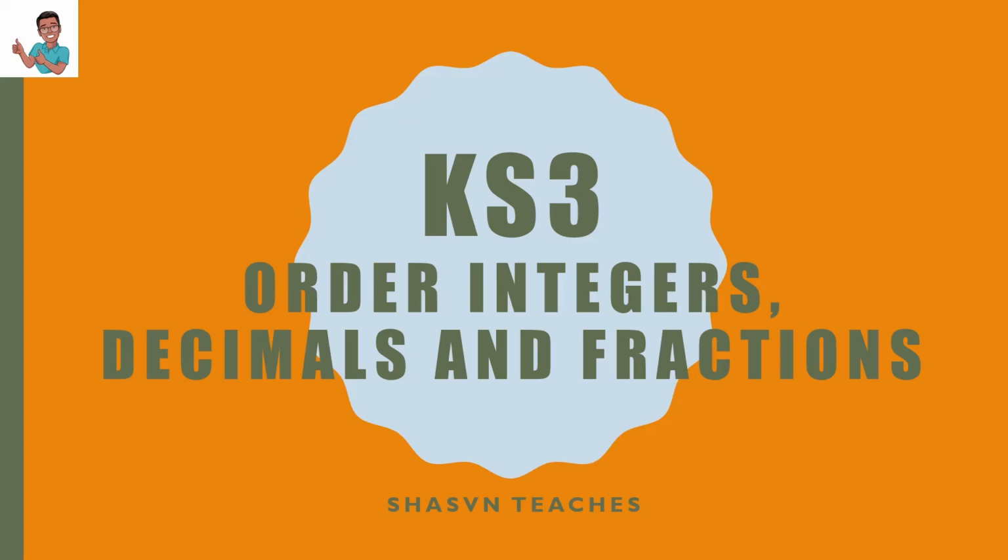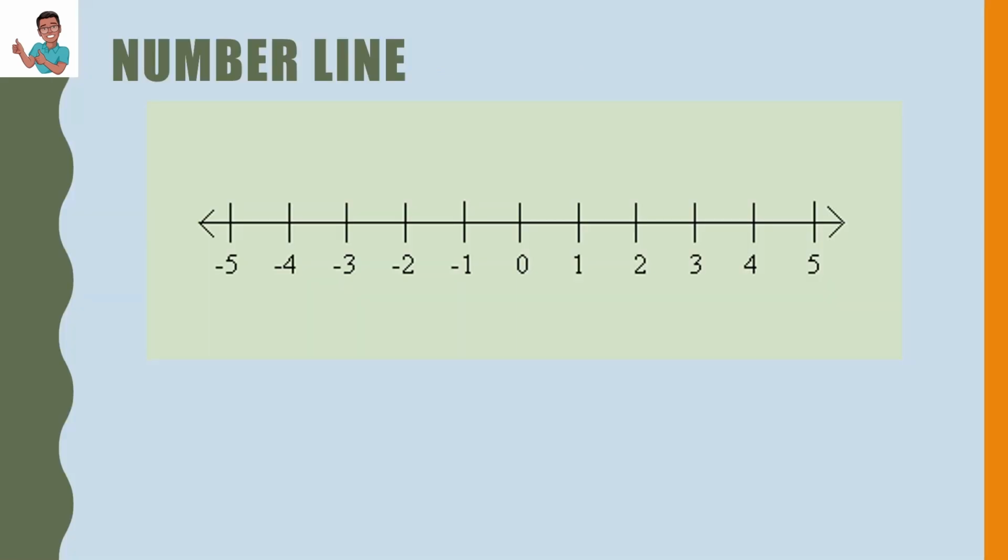In this video, we're going to be seeing how we can order integers, decimals, and fractions. Here I have a number line ranging from -5 to 5. Let's have a look at a few rules. When we move this way to the right, the numbers are increasing. When we move this way to the left, the numbers are decreasing.